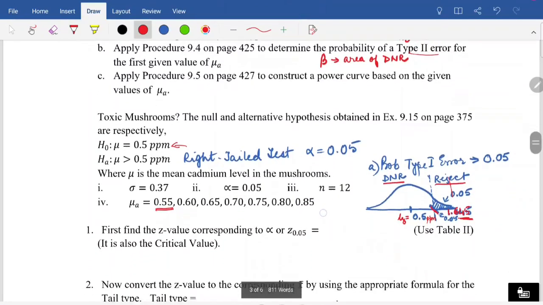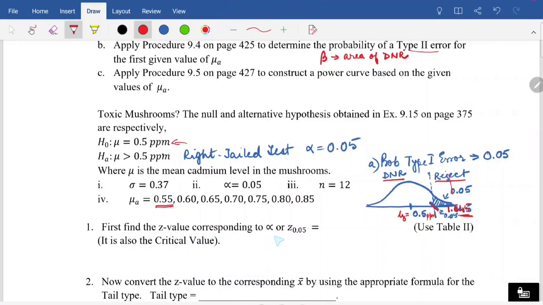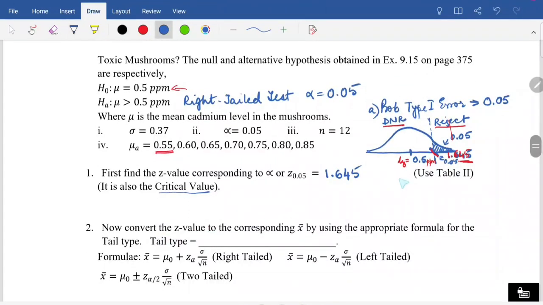All right. So the first step is first find the z value corresponding to alpha, which is z of 0.05, and that we know is 1.645. Again, if you do not know that, please refer to table 2 or your graphing calculators if you have one. You'll have a statistical package where you can find these alpha values. All right. So I'm going to write here 1.645, and that is also the critical value in the original diagram used to perform the hypothesis test. Now, step 2 says, now convert the z value to the corresponding x bar value.